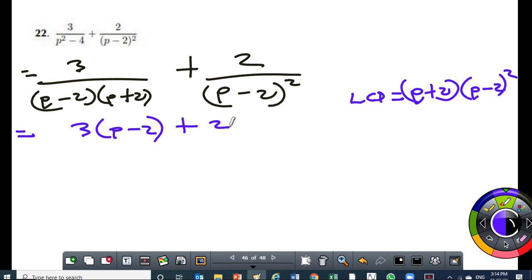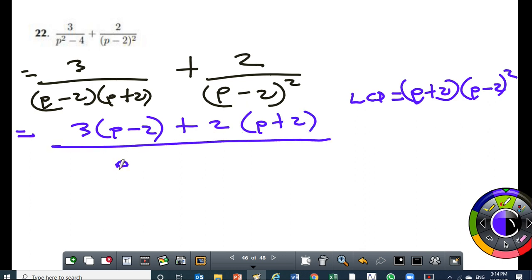Then here, what term should I multiply the 2 with to get the LCD? Or rather, which term should I multiply the denominator here with to get the LCD? P plus 2. So I'll do the same at the top. So that will be p plus 2. Then all this is under a common denominator. That is p plus 2 times p minus 2 all squared.